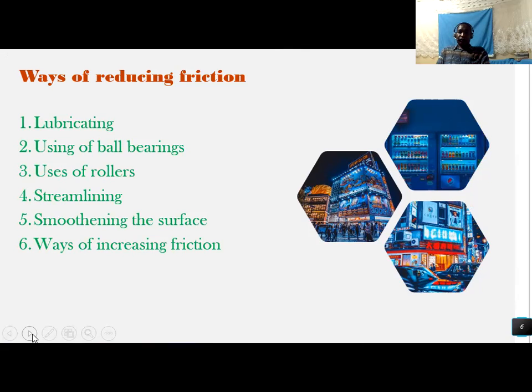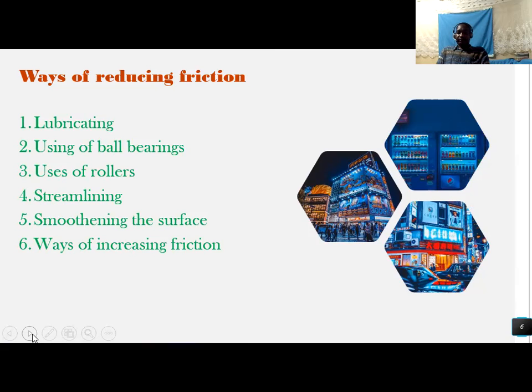Two, using ball bearings. Ball bearings are used to reduce friction between two rubbing surfaces. Three, use of rollers. Rollers are placed between the surface and the load. They are used to reduce friction between the two surfaces.